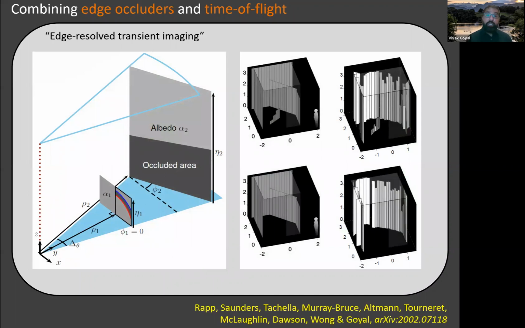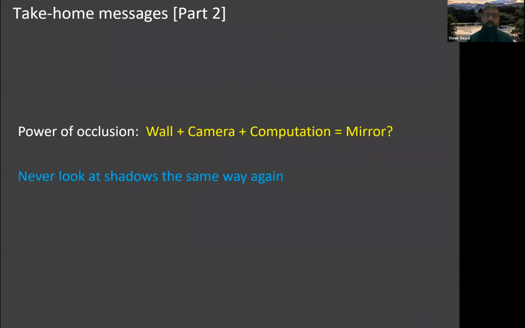Analytical models for the response from a single facet are combined with a Markov chain Monte Carlo estimation algorithm to give us scene reconstructions of the full hidden space despite having only a very small aperture into that space. To summarize the second part, occlusion can be a powerful and useful concept. It's made me never look at shadows the same way again, and I hope you'll say the same.